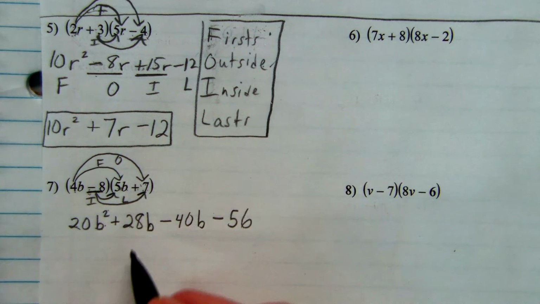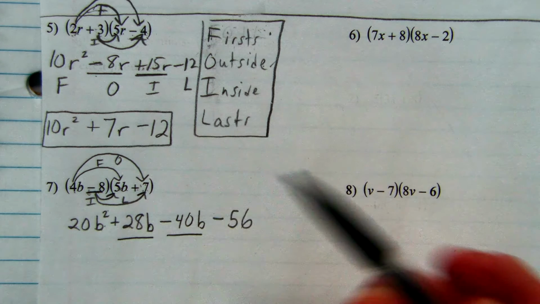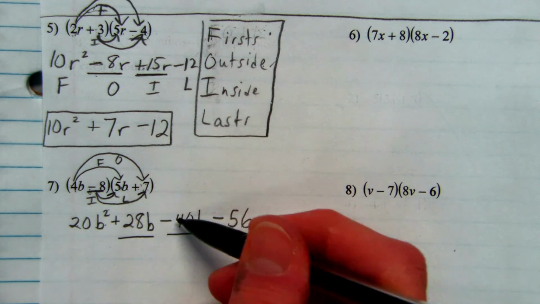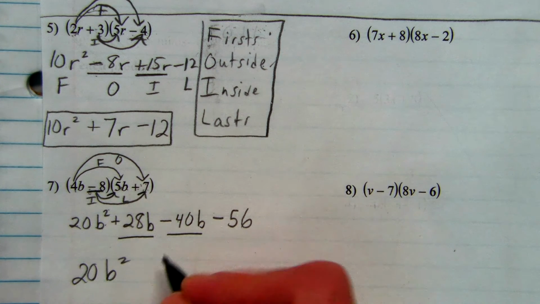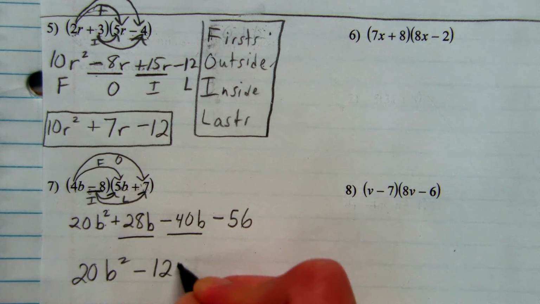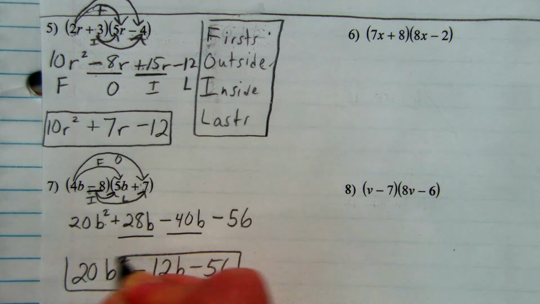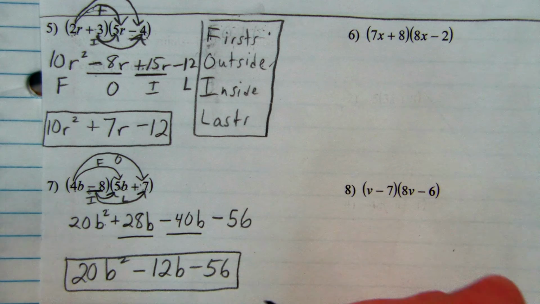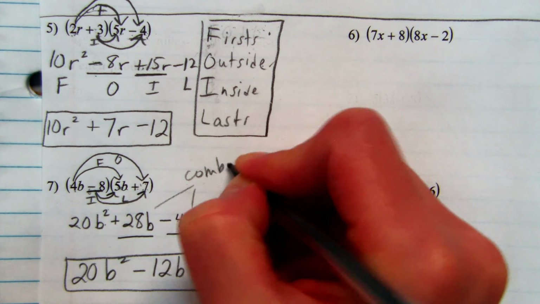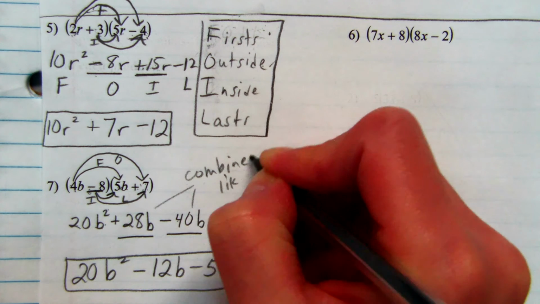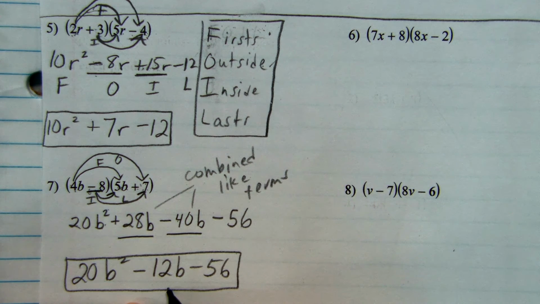And then when you're done, it's usually these two terms in the middle that'll be the same that we can put together. So I have 28 and negative 40, so negative 12b if I put those together. And so I just combined like terms here. So let me put a little note what we did here. So we combined like terms to get my final answer.